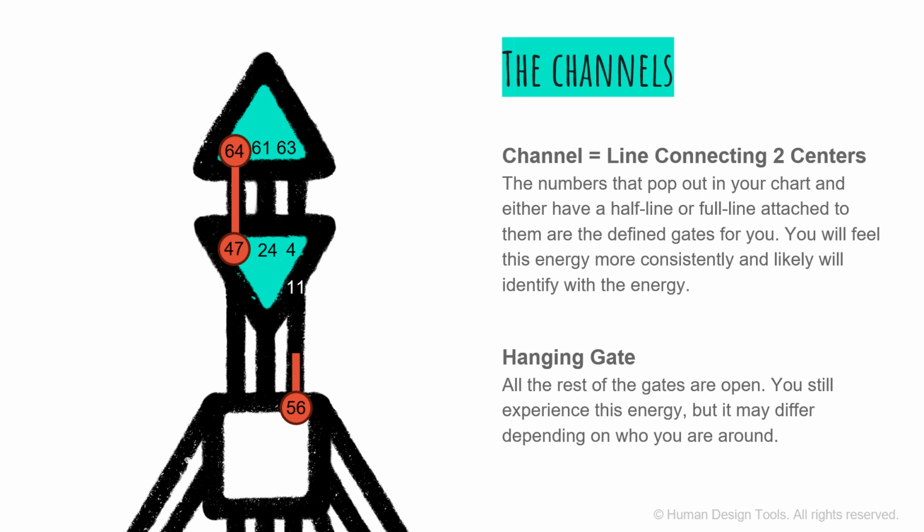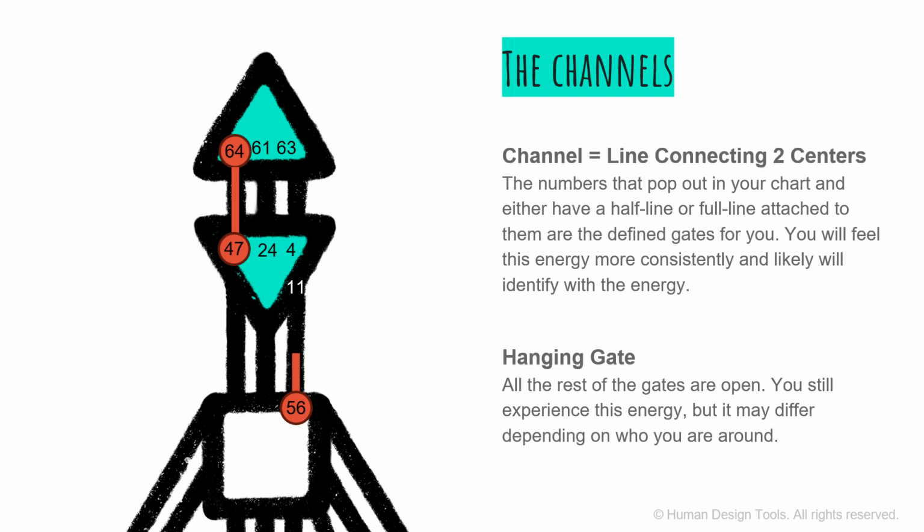So if you have a full channel, it always means that the 2 centers that are being connected both light up. So a reflector is the only type that will not have any defined channels because they have no centers that are lit up or colored in.